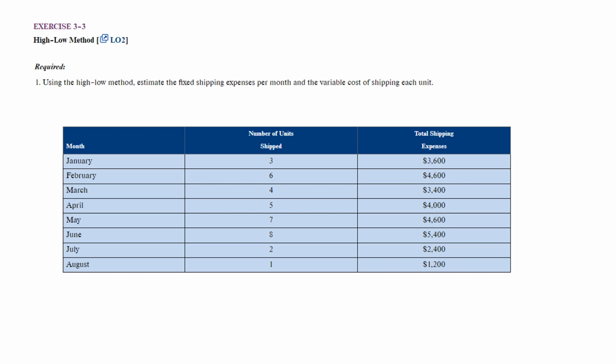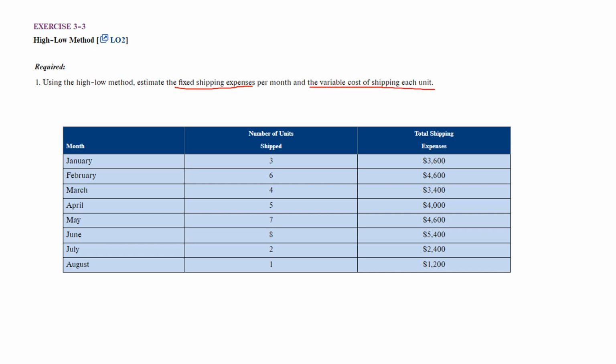All right, so let's get started with exercise 3-3, the high-low method. Our first required is using the high-low method, estimate the fixed shipping expense per month and the variable cost of each shipping unit. Okay, so we have two deliverables here. We need to estimate the fixed shipping expense per month and the variable cost of each unit.